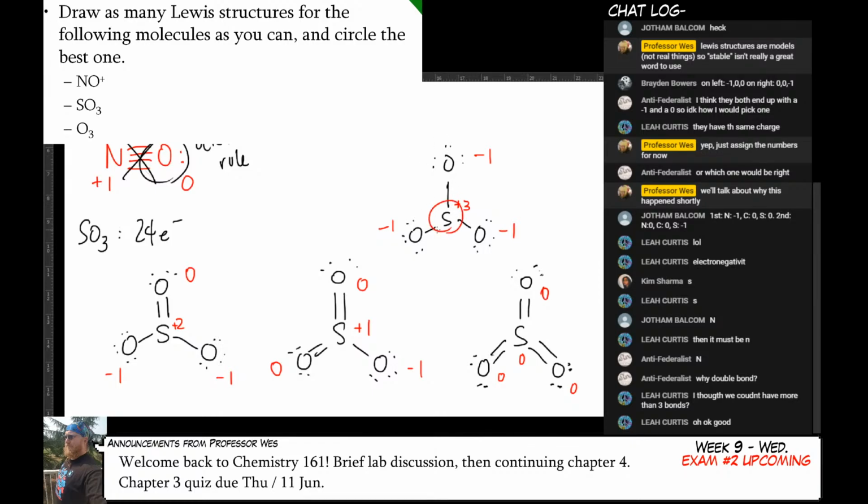The problem with this structure, as you can probably see, is that it doesn't have an octet. That's no good. We want to try and at least satisfy the octet rule. The ones on the bottom definitely have an octet, so this one's no good. This has an octet, and all the rest of them have an octet, so this is okay. This is okay. This is okay. But one of them is better than the others.